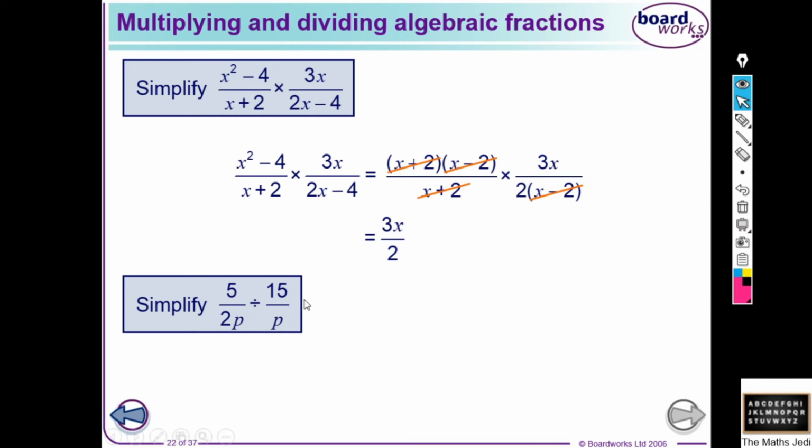When you're dividing, a reminder that when you're dividing by a fraction, you just multiply by the same fraction upside down. So what they're going to do here is change it to a multiply sum, and flip the second fraction. So very similar to what you were doing with normal numbers, but again looking for cross cancellation where you can.